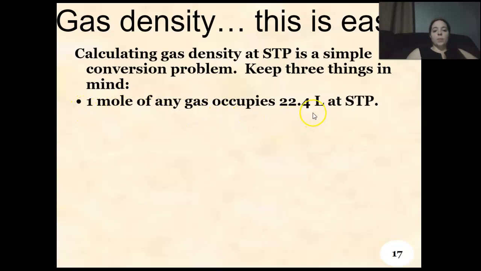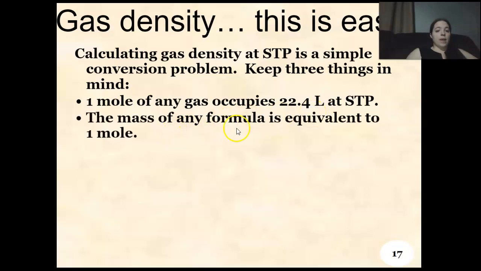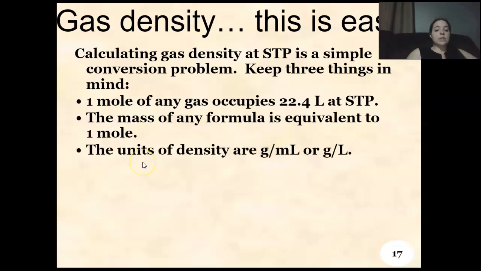1 mole occupies 22.4 liters at STP. The mass of any formula is equivalent to 1 mole. Remember, gram formula mass. Units of density are grams per milliliter, or I'm going to keep with grams per liter here because we have liters right there. So all I got to get is from a gram formula mass to liters.